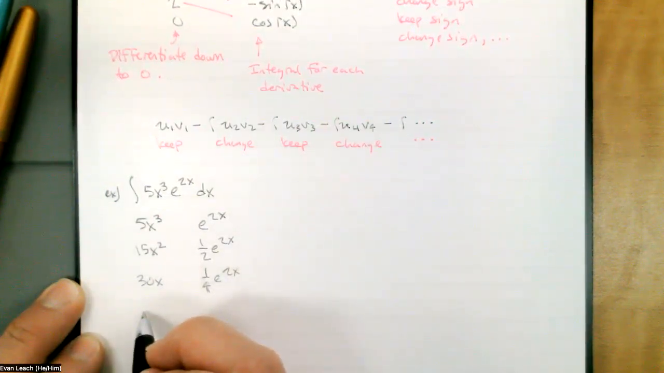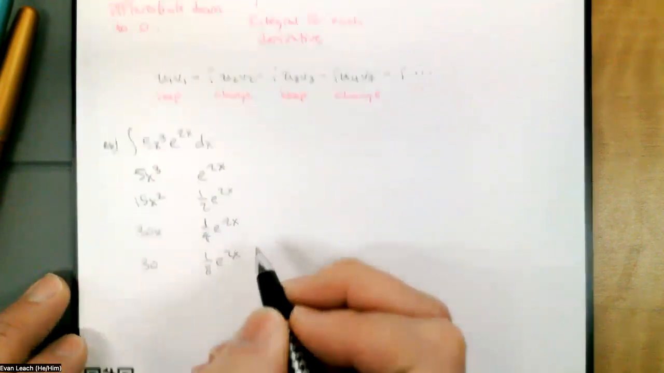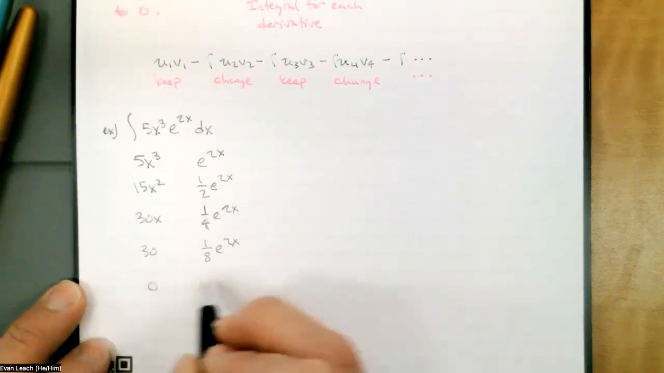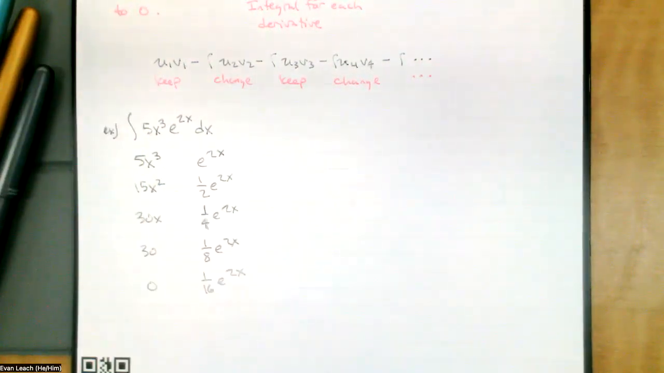The derivative of 30x is 30. The integral of 1/4 e to the 2x is 1/8 e to the 2x. And the derivative of 30 is 0. And our last one's going to be a 1/16 e to the 2x. Differentiate down to 0, integrate for each derivative, or write an integral for each derivative.